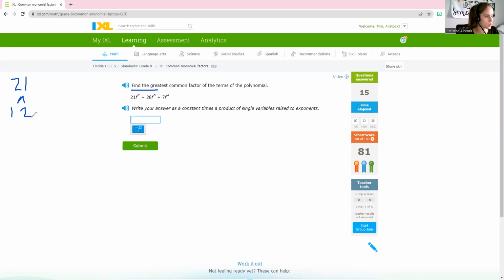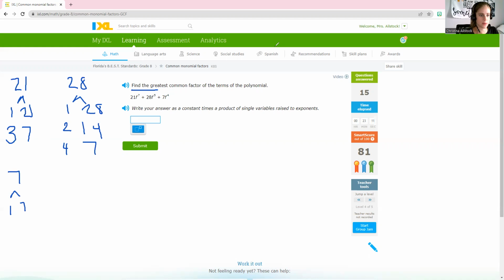21 is 1 and 21. 2 doesn't work because it's not even, but 3 does: 3 and 7. All right, 28. 1 and 28. It does work by 2: 2 and 14. It doesn't work by 3, but it does by 7 and 4. And then for 7, it would simply be 1 and 7. So what's the GCF that we have in common here?